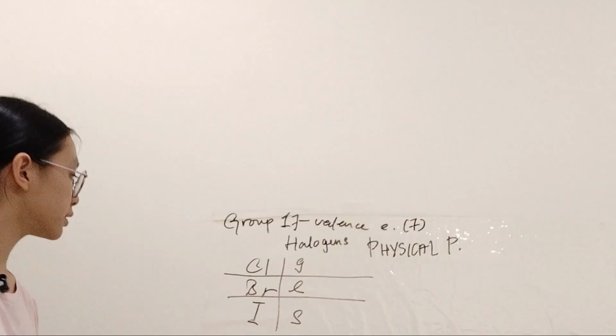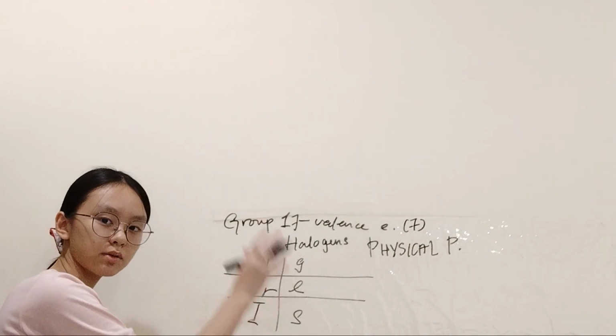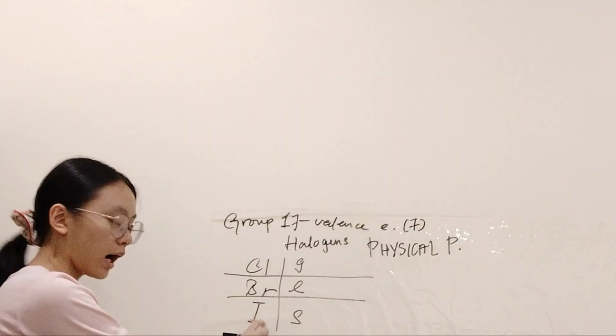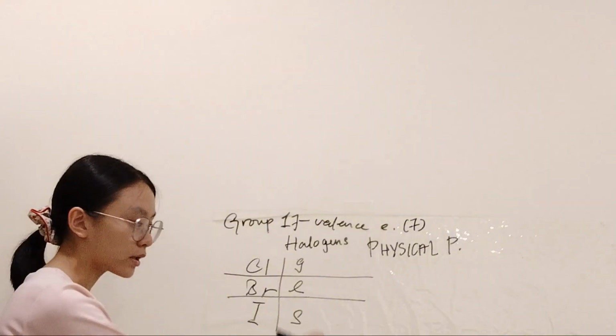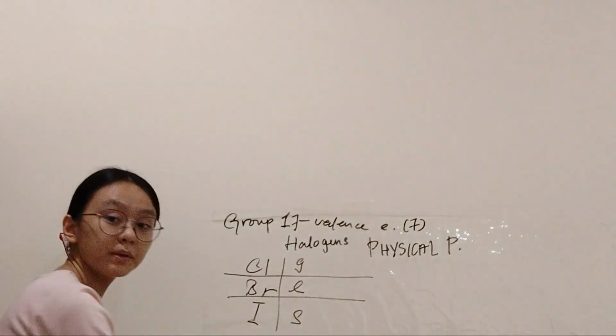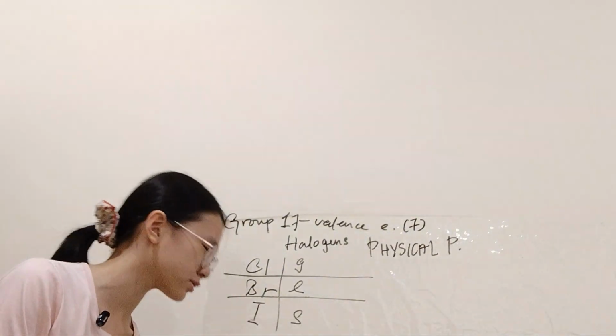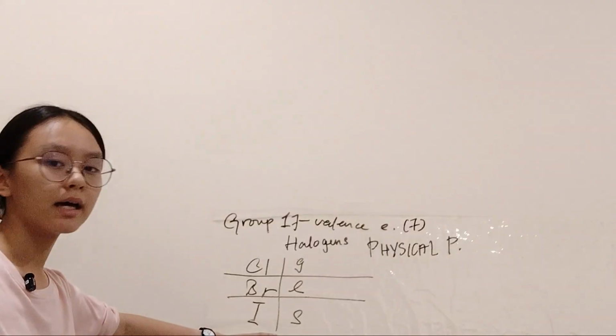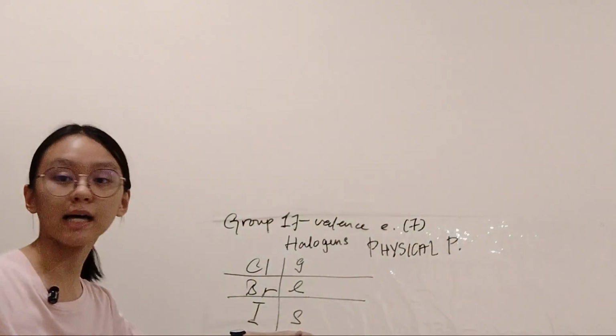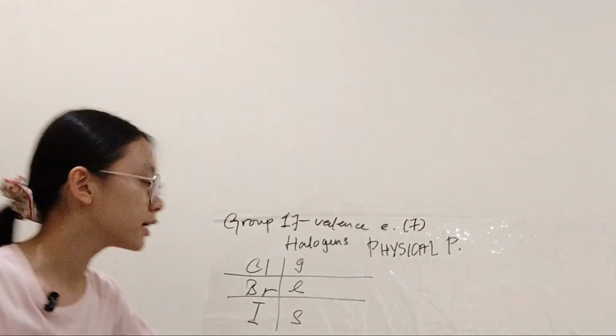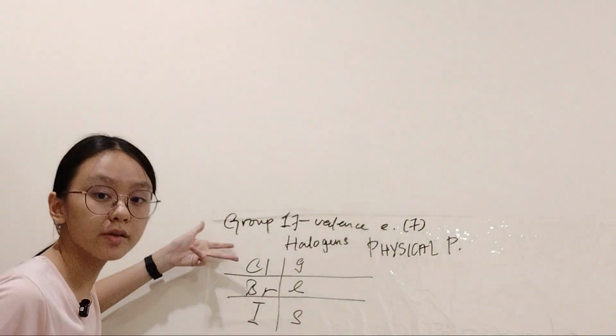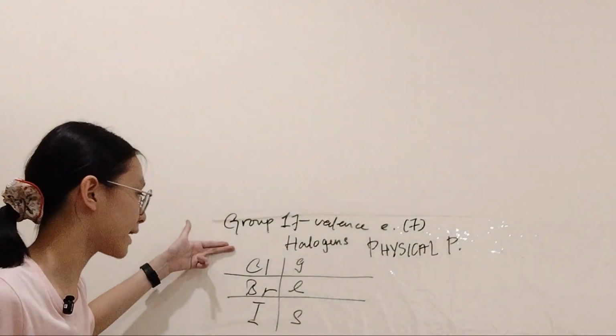Now, just from here, you don't have to memorize the rest because you can predict already. If iodine here is a solid, then going down, astatine, if it's already a solid here, that means astatine will also be a solid. Same thing here for chlorine. Above here is fluorine. Fluorine is going to be a gas.